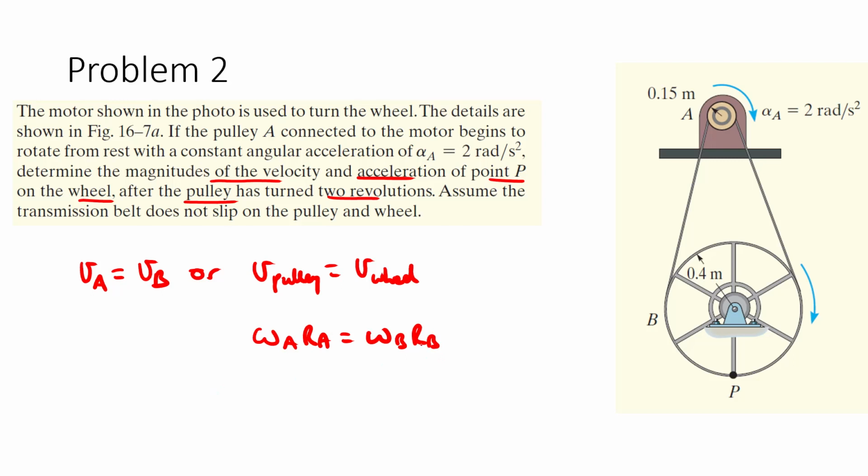The radius A and the radius B we know, that will be 0.15 and 0.4. But omega A and omega B are unknown, and we only know the acceleration. From the acceleration we can find the omega. So let's see that.